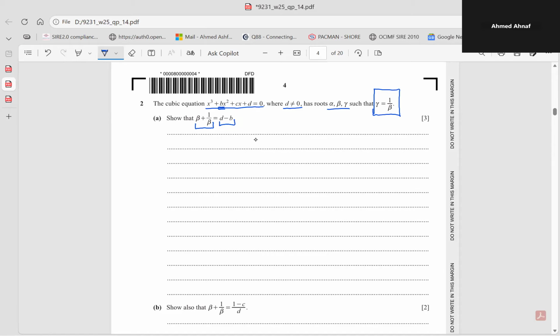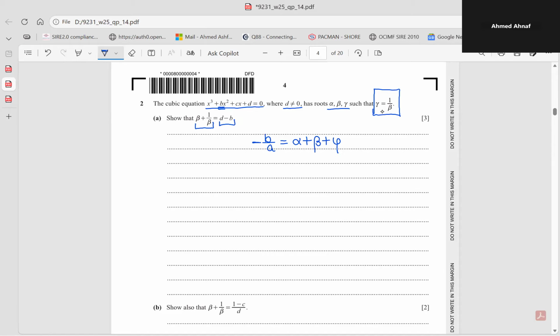So this applies to all equations: quadratic, cubic, and quartic. The general is minus b over a, where a is the coefficient of the x cubed term, or the term whose power is equal to the degree of the equation. Minus b over a is always equal to the sum of the roots. So in this case, it's equal to alpha plus beta plus gamma.